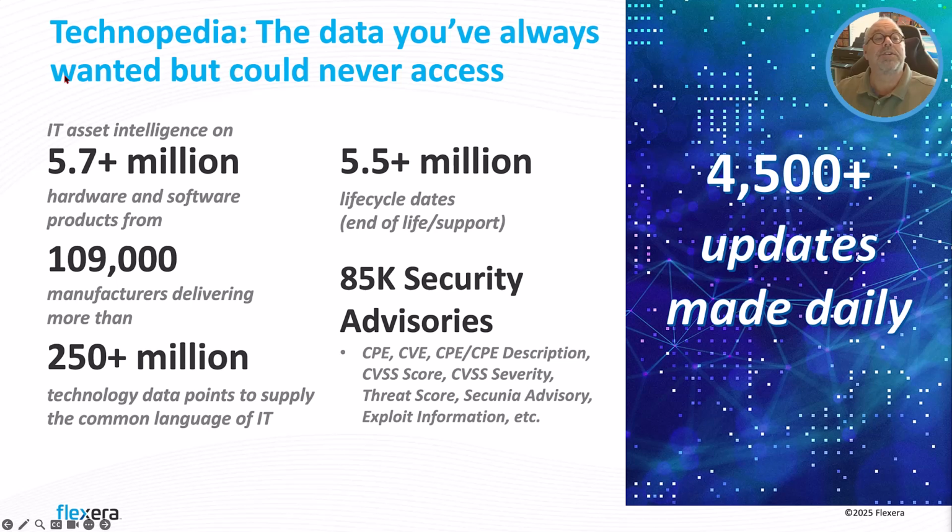Before we end, I want to share some Technopedia stats with you. We have IT asset intelligence on 5.7 plus million assets. Our content spans 109,000 manufacturers, delivering more than 250 million technology data points. We have 5.5 plus million lifecycle dates for end of life and end of support, and 85,000 security advisories currently.